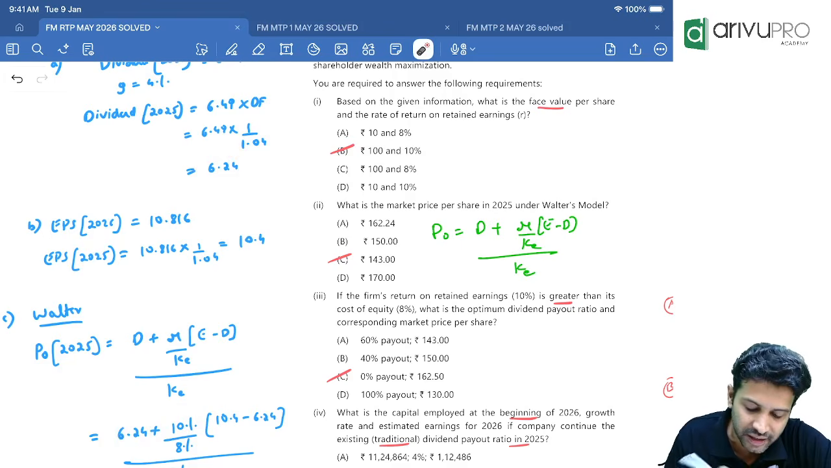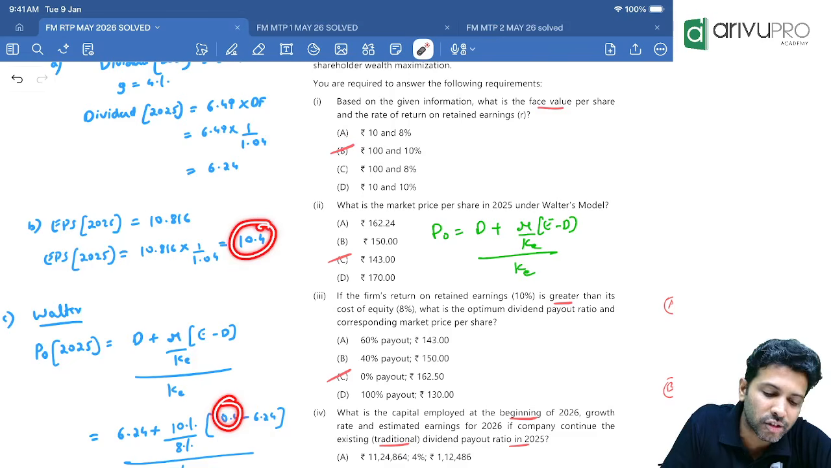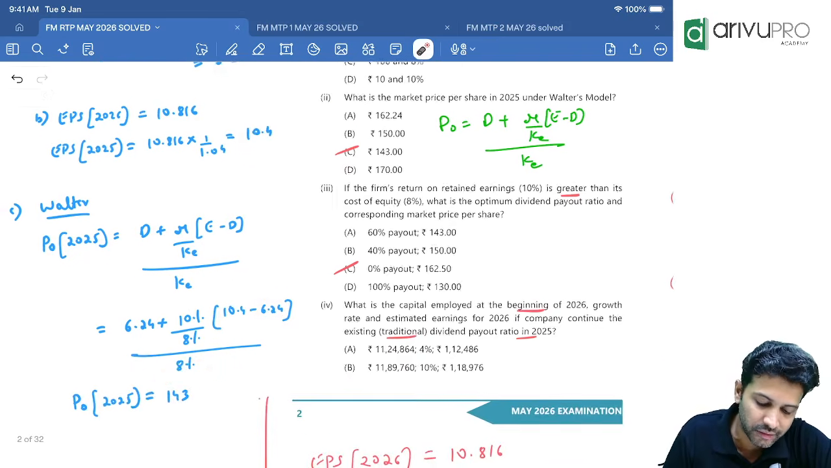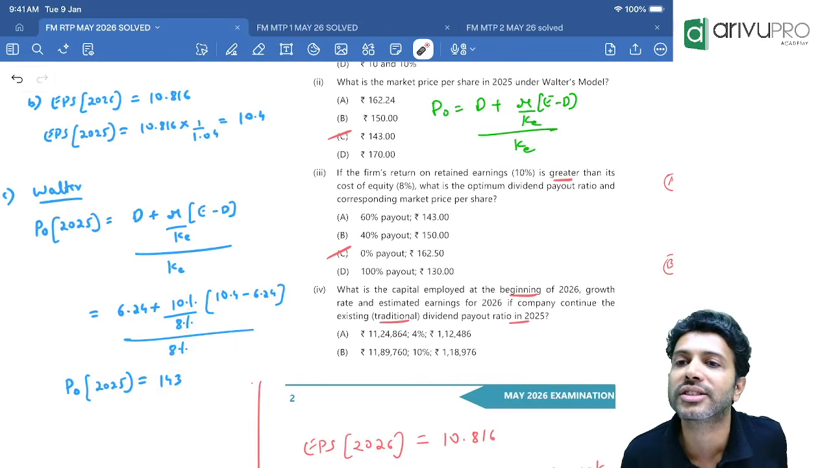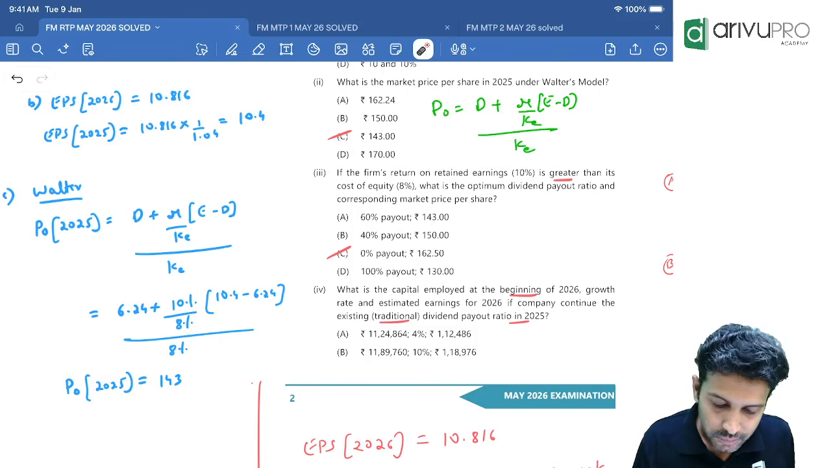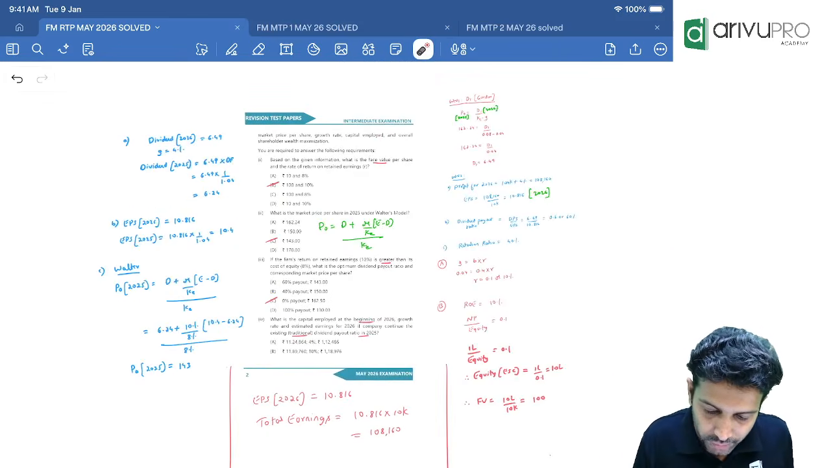Divided by K. K is given to be 8%. Into E minus D. E is 10.04. Dividend is 6.24. Divide and you'll plug in and you'll get the particular number. Okay, na Sarji? Yes, sir. What is it? Sir, they have already given 2025 earnings. They have already given 2025 ka?